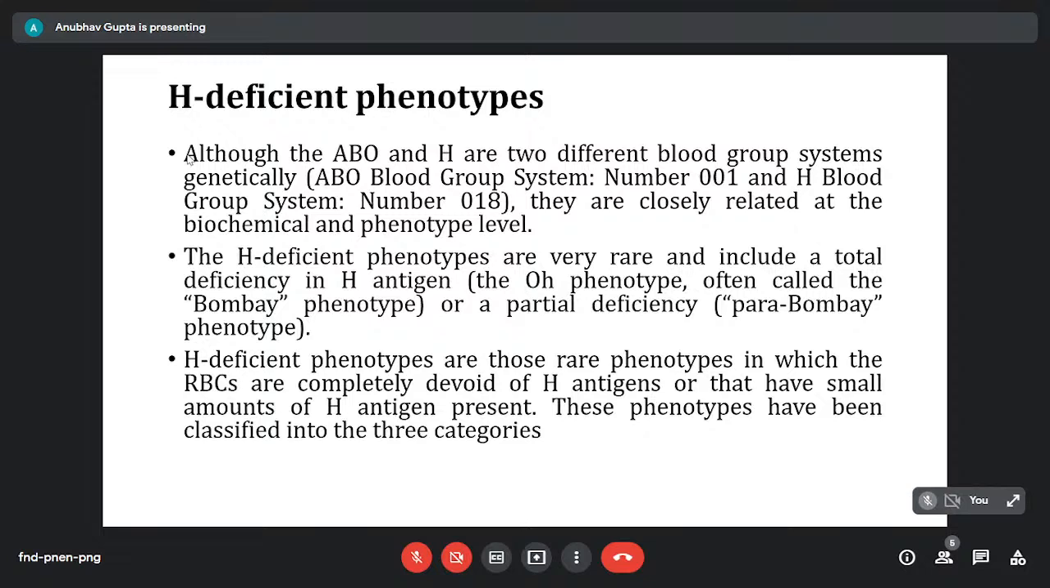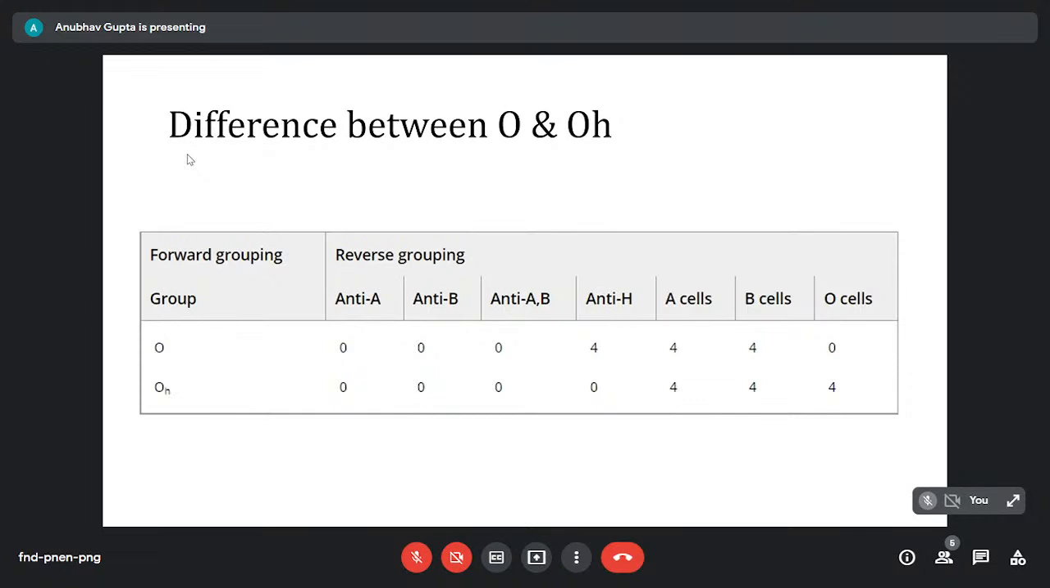So basically, the phenotype of Bombay or O is the same, but serologically it differs. Phenotypically it is the same, serologically it is different, genotypically it is different. So in routine, if you are just doing the forward typing, you will get O for the O group and O for the Bombay group.